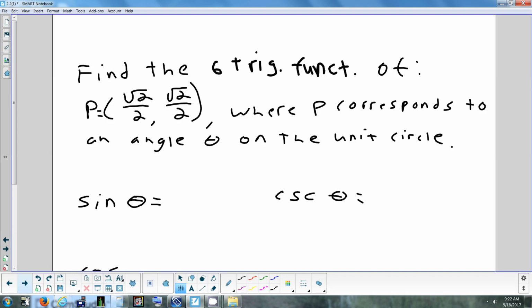Okay, so take a couple minutes on your own and see if you can find the 6 trig functions for root 2 over 2, comma, root 2 over 2.